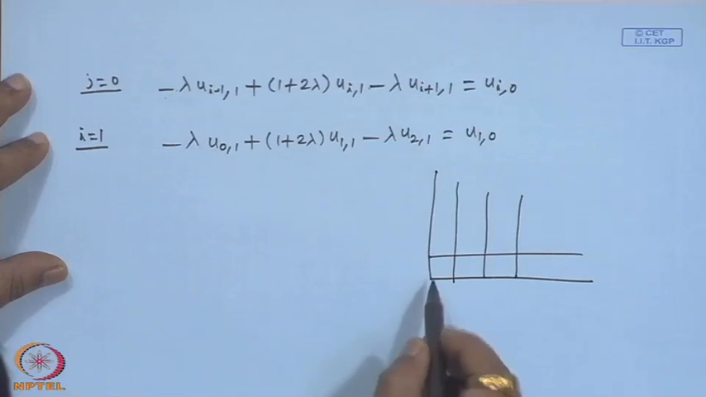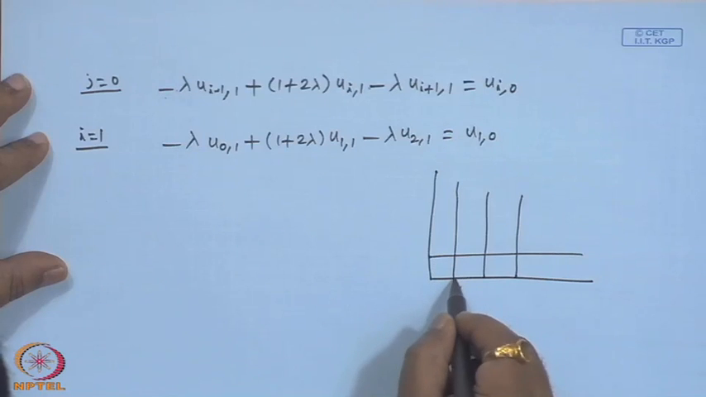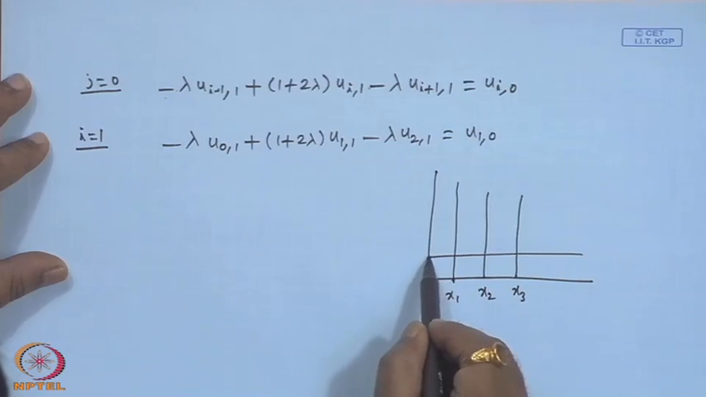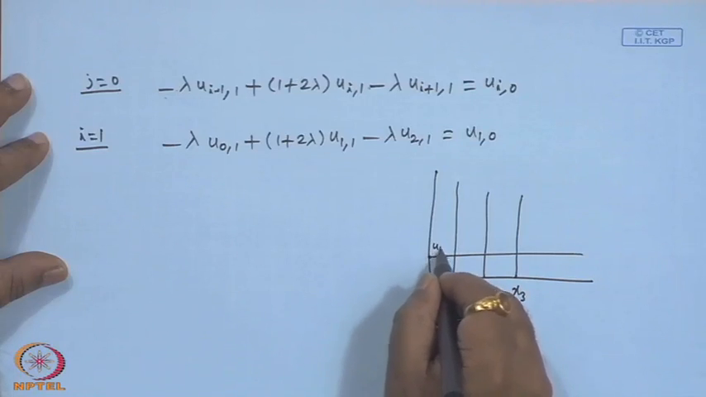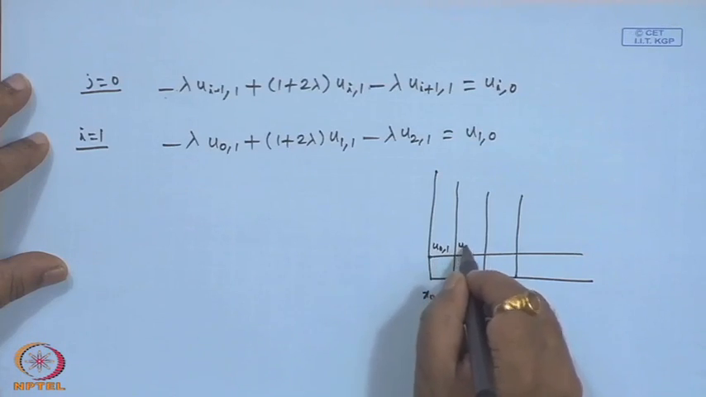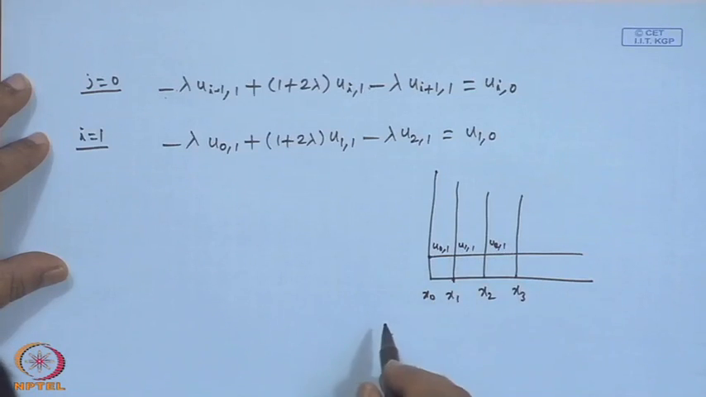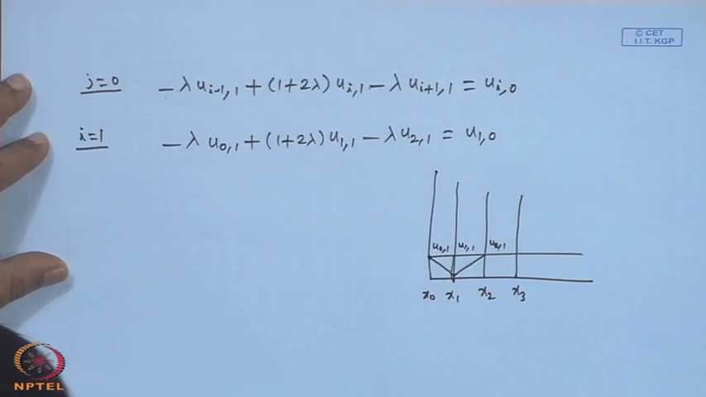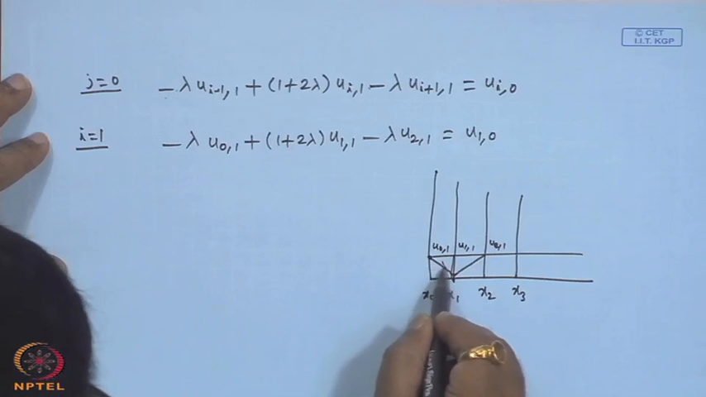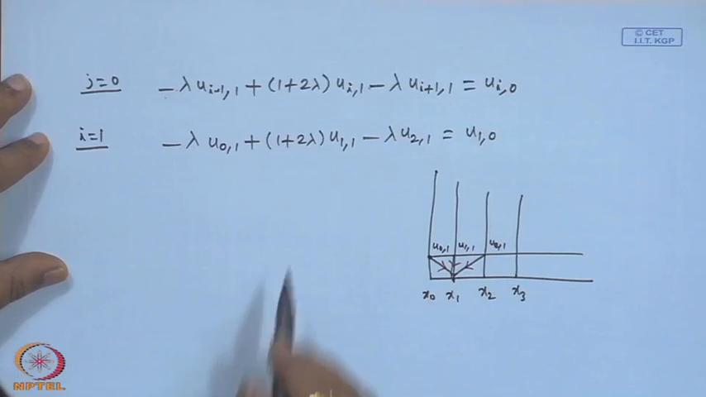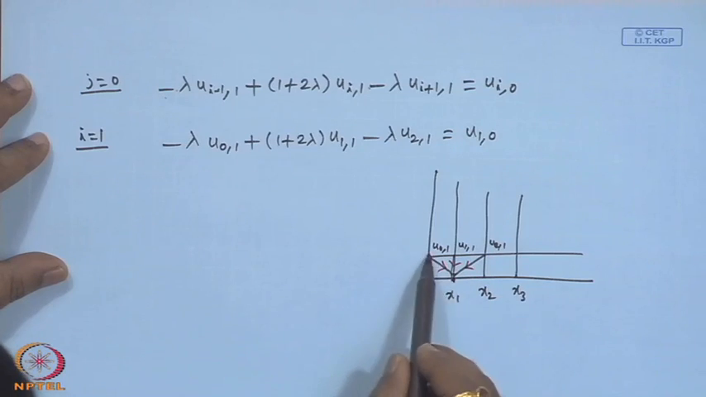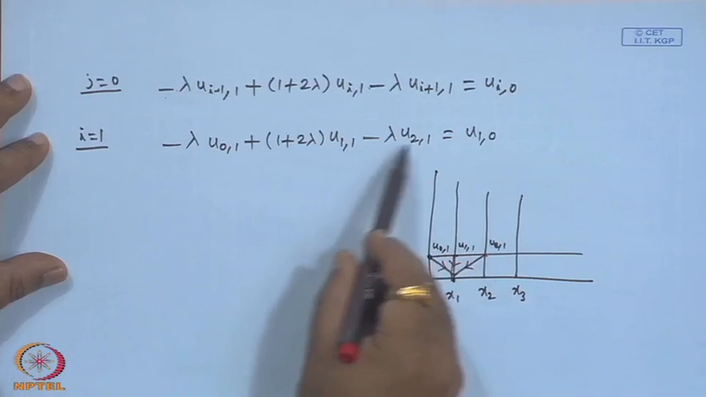So, u 0 1, okay. So, this is x 0, x 1, x 2, x 3 say. So, u 0 1 will be this, then u 1 1, u 2 1. Okay. So, this is connecting, right. So, that means out of 4 quantities you know only this value, you do not know this value. So, these two are the unknowns involved in this equation.